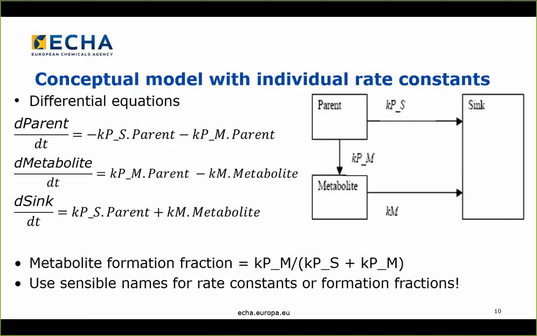Okay, so I said that you could define formation fraction based on single first order rate constants or formation fractions. That's the version with rate constants, but we're going to stick with our formation fraction approach as a dedicated parameter throughout the rest of the course. So just one thing to say, use sensible names for things like rate constants and formation fractions once you start to build conceptual models in Model Maker, because very quickly you will start to lose track of what KPM means if you've got multiple metabolites. Okay, so read the guidance.